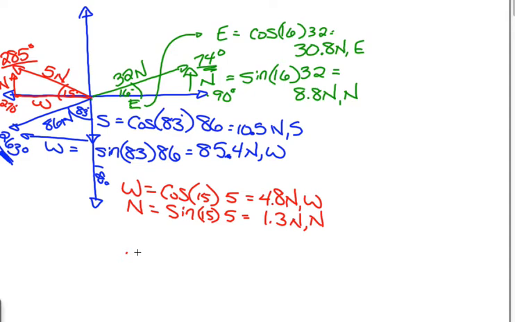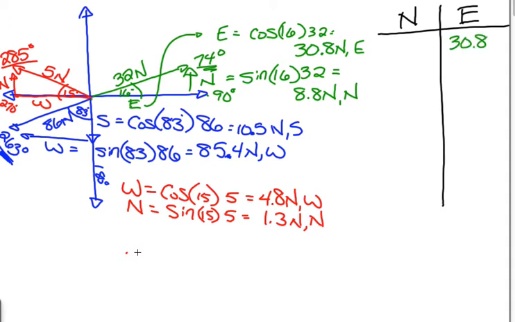Once we have done that, the reason we have done this is now we have a bunch of numbers that are all going either north and south or east and west. Are those easier to add? Yes. So next we are going to make a little chart, and our little chart is going to say north and east. Now if I take my green numbers here, where am I going to put the 30.8? In the east column.